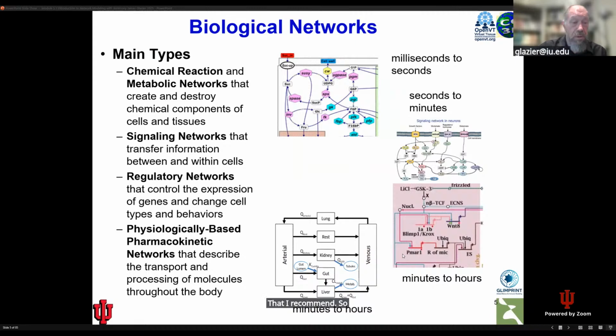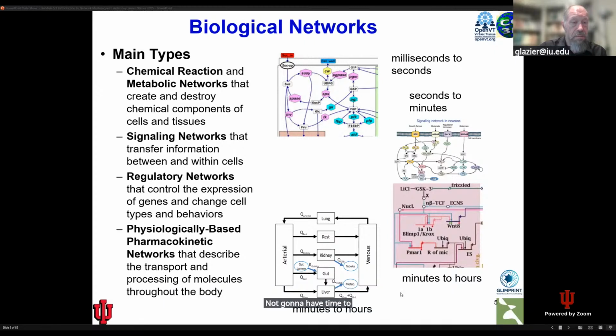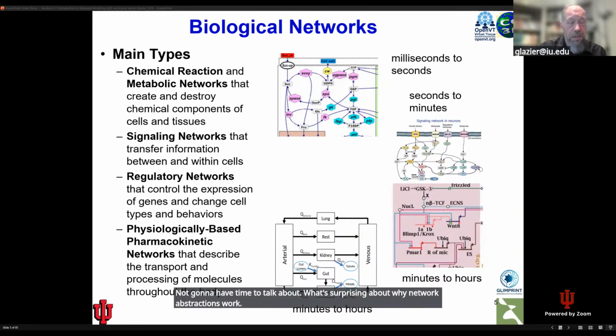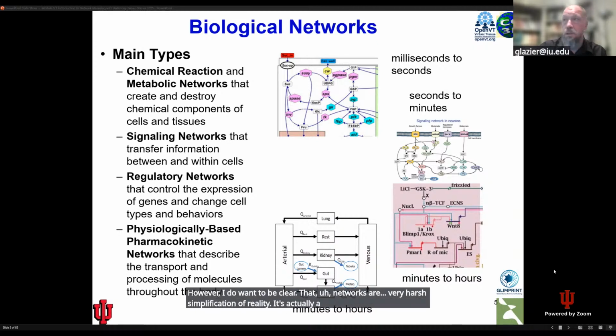So, networks. Biology is full of things that we tend to represent as networks. Networks are a particular kind of abstraction. Not going to have time to talk about what's surprising about why network abstractions work. It's always a little bit surprising that they do work. However, I do want to be clear that networks are a very harsh simplification of reality. It's actually a bit surprising that they work at all.